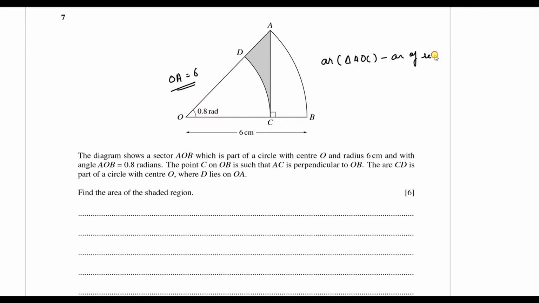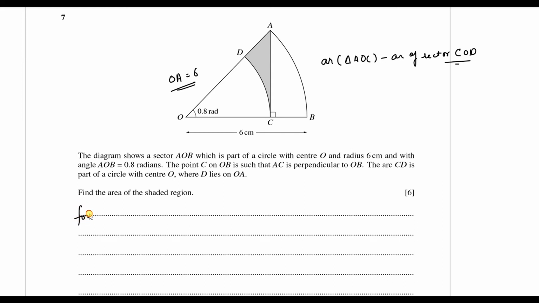COD. If we subtract the area of the sector, we will get our required region. So first of all, to find the area of a sector, the formula is half r squared theta. So we require r, the radius of the smaller sector, and the radius of the smaller sector is OC. So let's find OC.